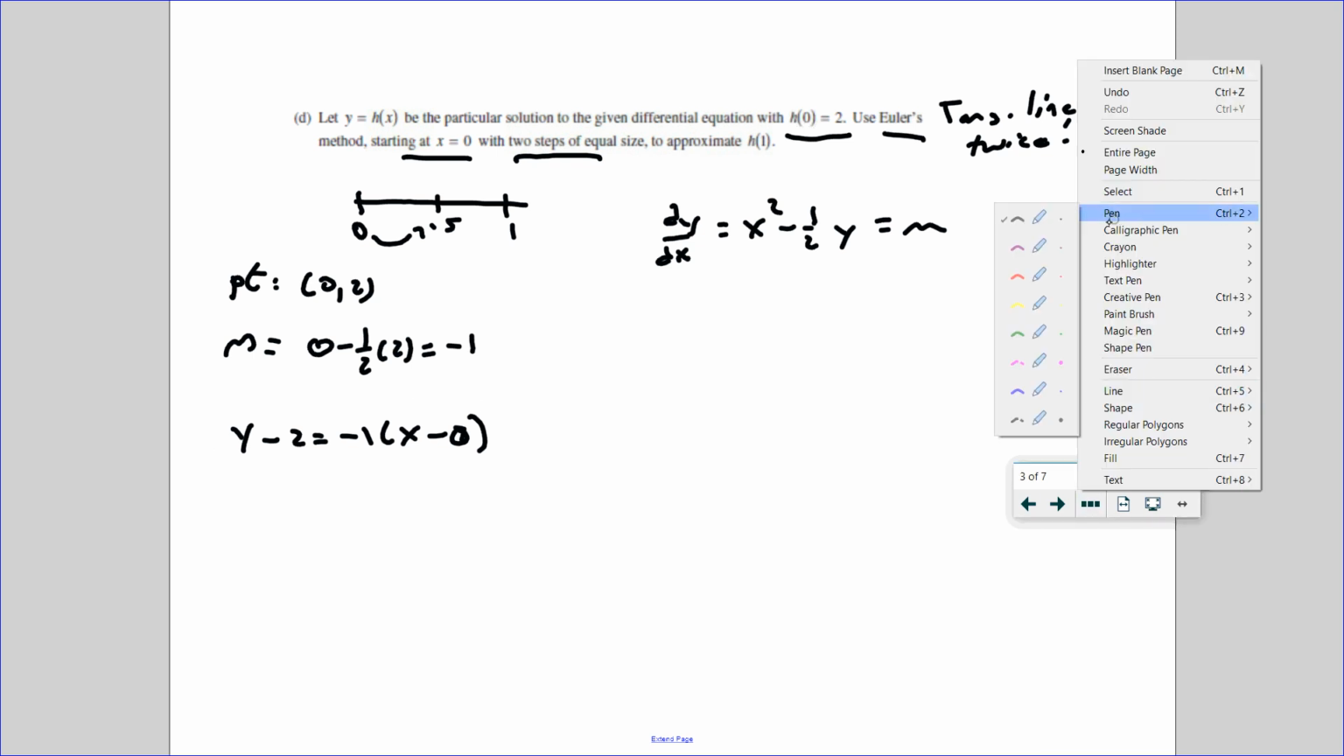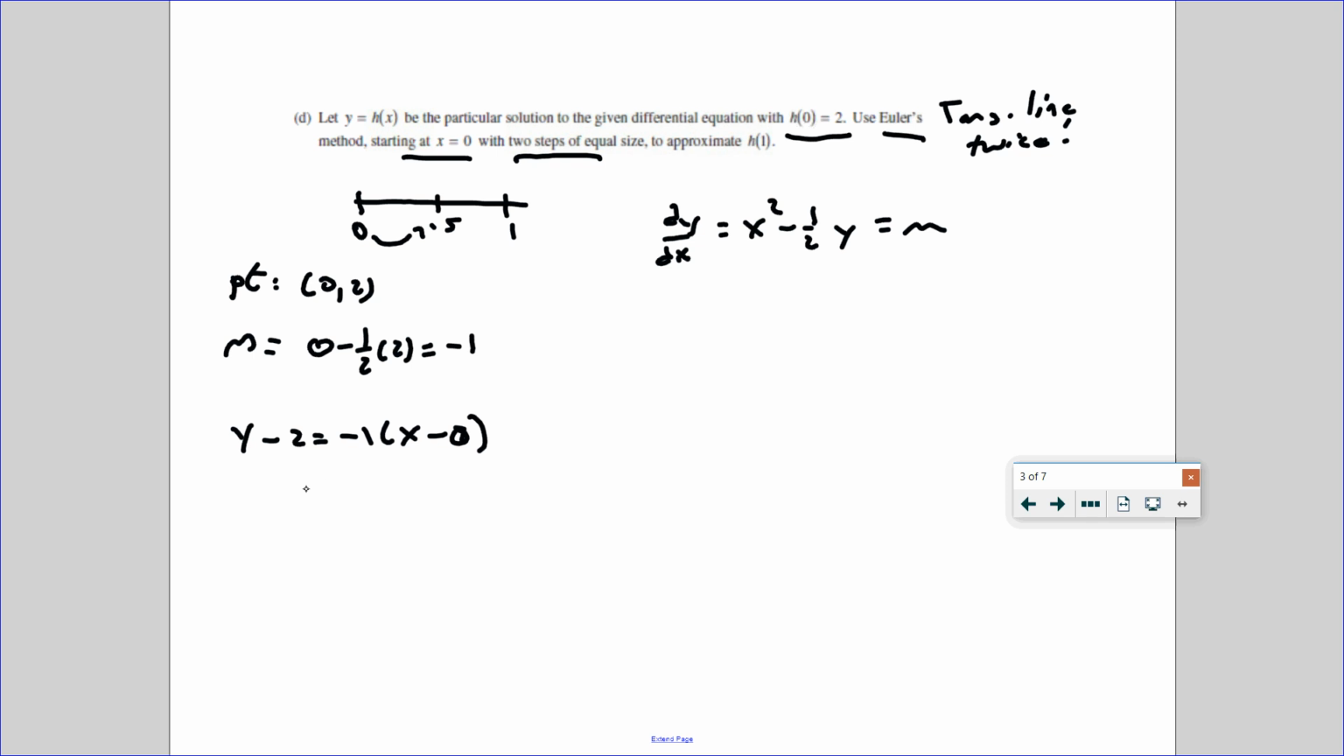All right, so what do we do next? Well, we plug in our first point. Well, we went to 0.5, so we let x equal 1/2. So we get y minus 2 equals negative 1 times basically 1/2. So what is y going to equal? Let's see. What does y equal here? We get 3/2. Okay, there's our y value.